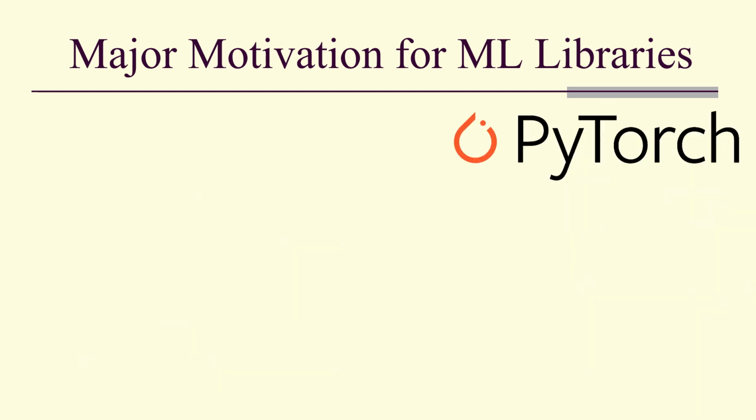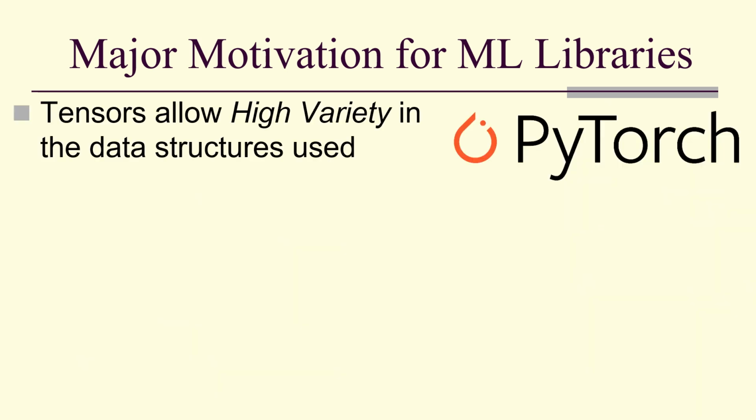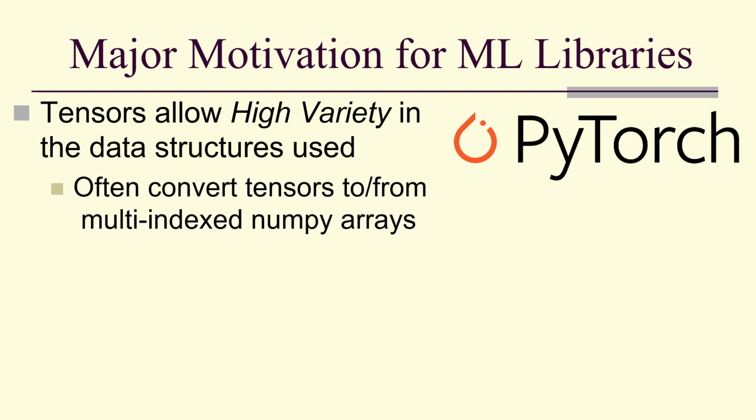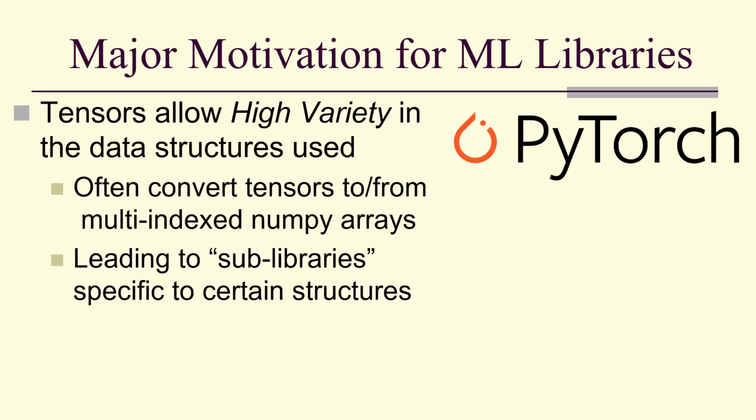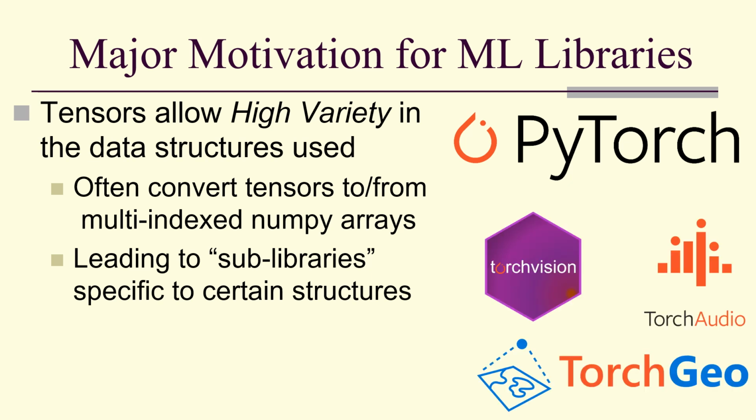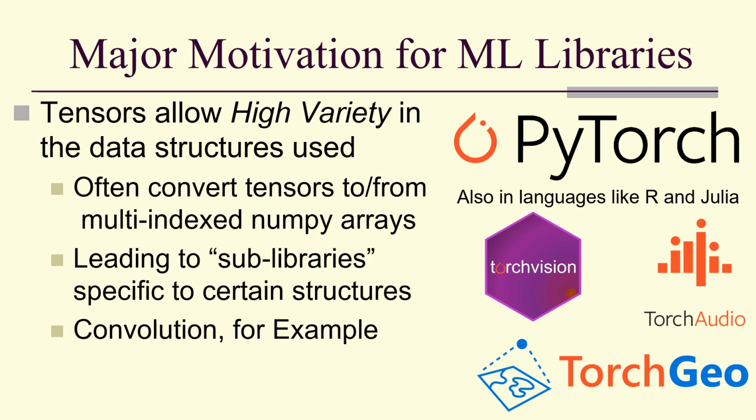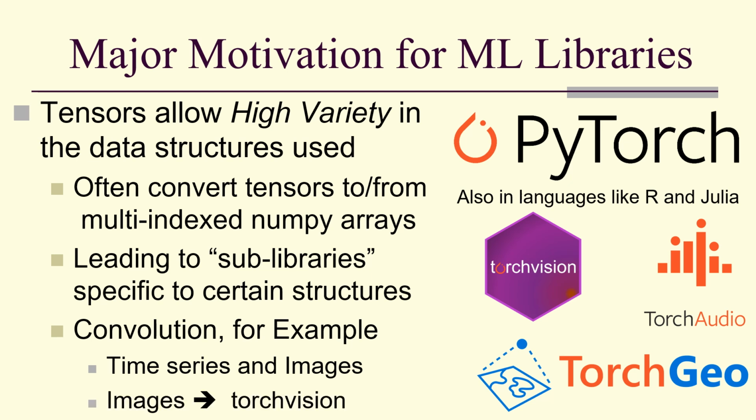And we'll be using PyTorch, which also features tensors, because they allow high variety in the data structures used. We often will convert tensors to and from multi-index NumPy arrays, so implementation's not a big deal. It's often like using NumPy. But we'll get certain sublibraries that are specific to certain structures of the data, like Torch Audio, Torch Geo, and Torch Vision. Convolution, for example, is used to study time series in images. And images tend to be studied using Torch Vision.